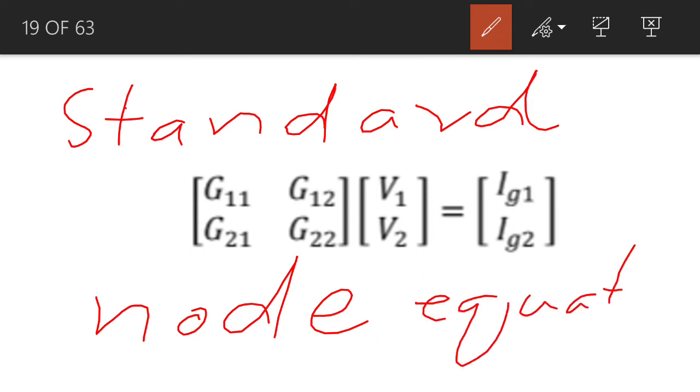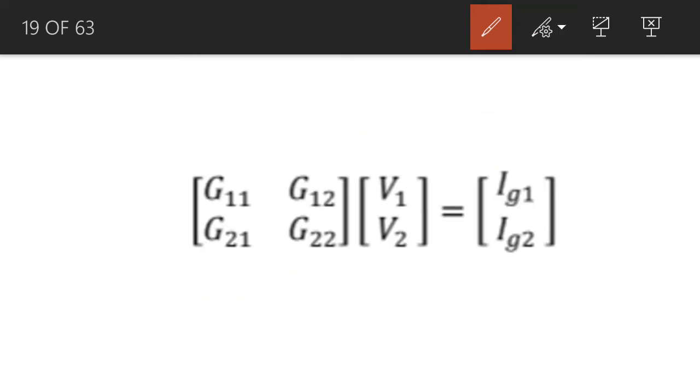We know that the size of the G matrix depends upon the nodes in a circuit. If there are 2 nodes in a circuit, the size of the G matrix will be 2 by 2. If there are 3 nodes in a circuit, the size of the G matrix will be 3 by 3. So these are the standard node equations in the matrices format for the given circuit.